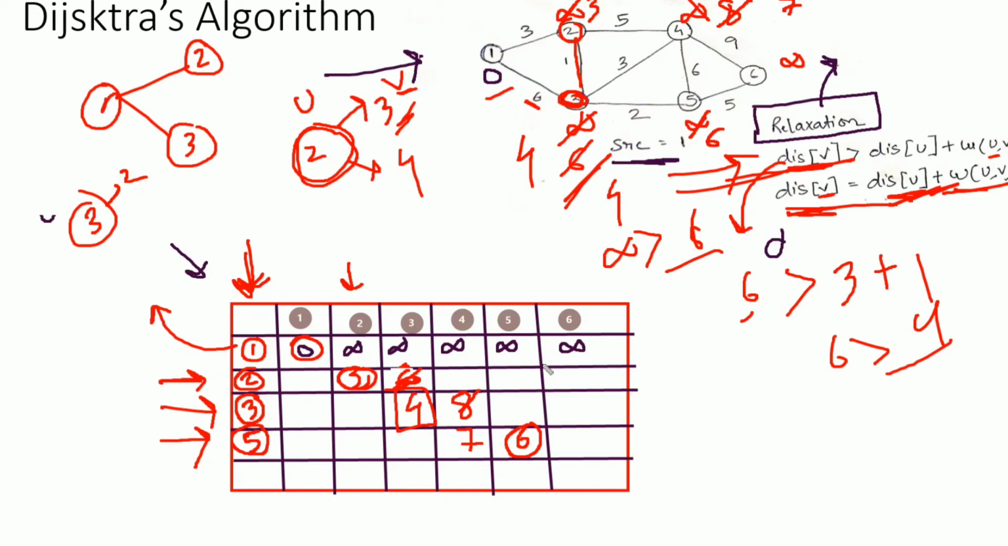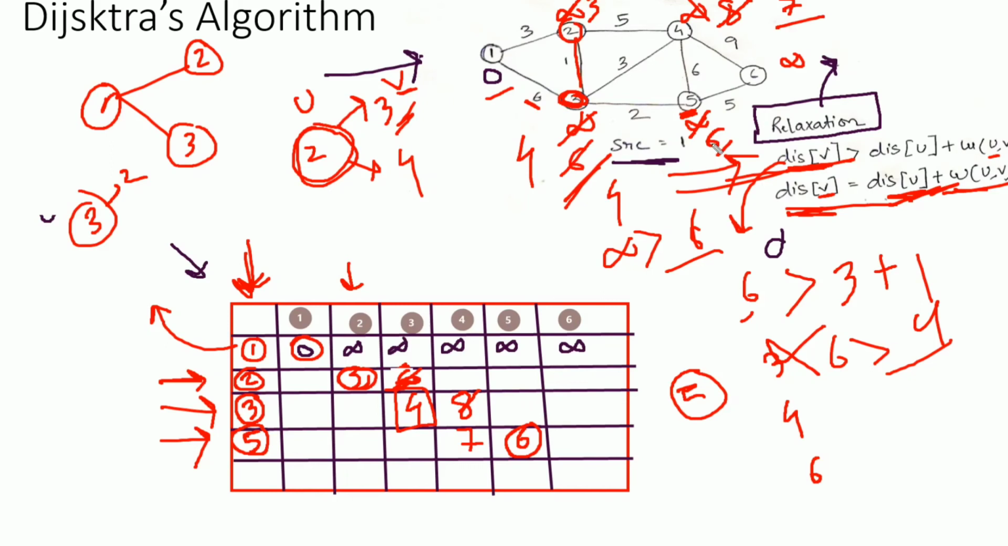From vertex 5 I will start traversing its adjacent vertices. I find vertex 3, vertex 4 and vertex 6. Vertex 3 is already included in the shortest path set, so I'll not visit it again. From 5 I'll check for 4. The distance value of 5 is 6, and 6 plus 6 is 12. So 12 is greater than 7.